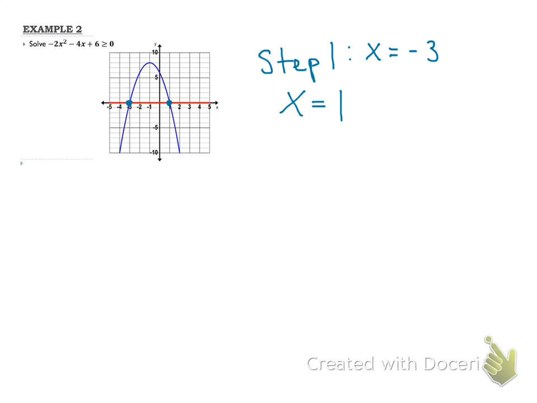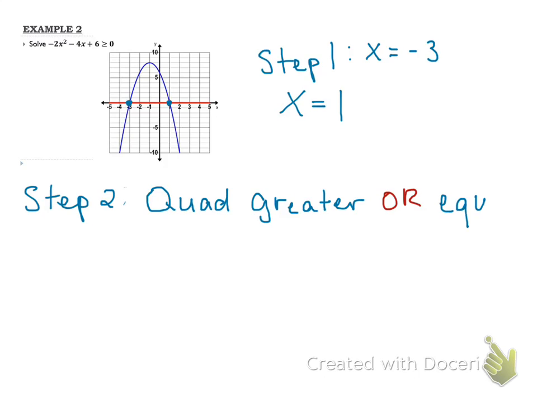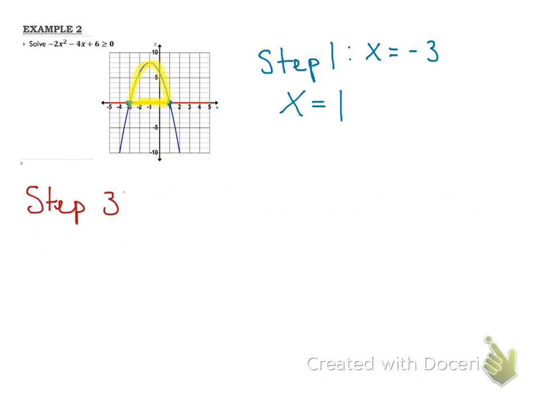Let's take a look at another example. First, we identify the x values of the intersection points. Then we determine what the inequality is asking us. In this case, it's saying that the quadratic is greater than or equal to the linear function. That's going to be another connected solution. It's between those two intersection points.